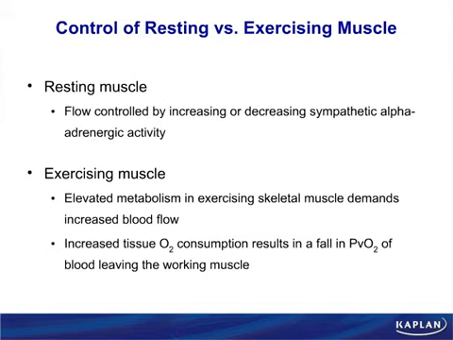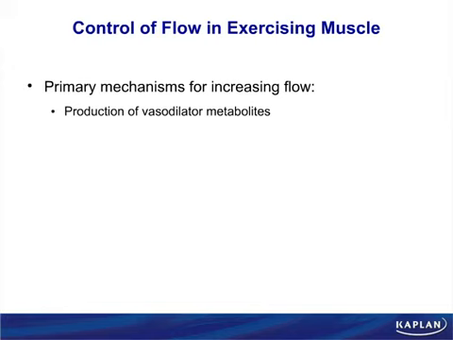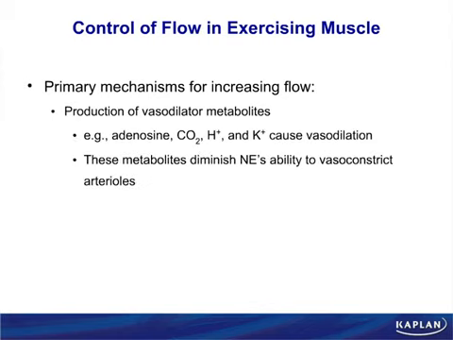So as I indicated, there's going to be a big increase in blood flow in exercising muscle, and it's the vasodilator metabolites that are the big players here. Same ones we mentioned before: adenosine, CO2, hydrogen, potassium, all of these cause vasodilation. In addition, these metabolites will diminish norepinephrine's ability to vasoconstrict arterioles. You know that when we exercise, we turn on the sympathetic nervous system. It's a very important physiologic response in order to deal with this big stress of exercise.